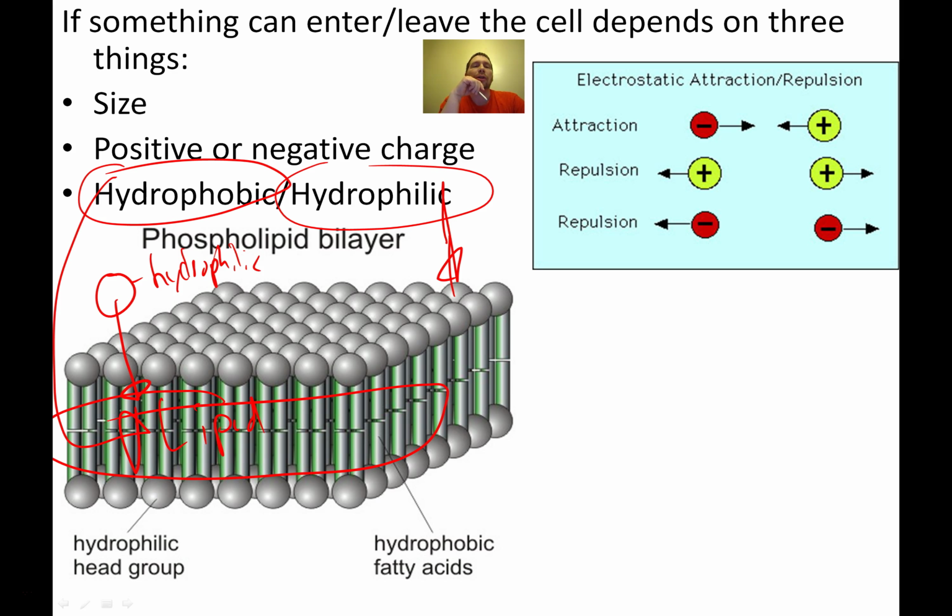So once again, the three things that can control whether or not something can cross the cell membrane is size. If something's really small, it can cross easily. If it's bigger, it's harder for it to cross. Whether it has a positive or a negative charge. Things that have a negative charge have a hard time getting across the cell membrane because of the negatively charged phosphate heads. And then whether or not it's hydrophobic or hydrophilic. Hydrophilic things have a hard time getting across the cell membrane because they can't get through the lipid part of the phospholipid bilayer. And that's the basics of the cell membrane, how it's built and how it controls what gets in and out of the cell.